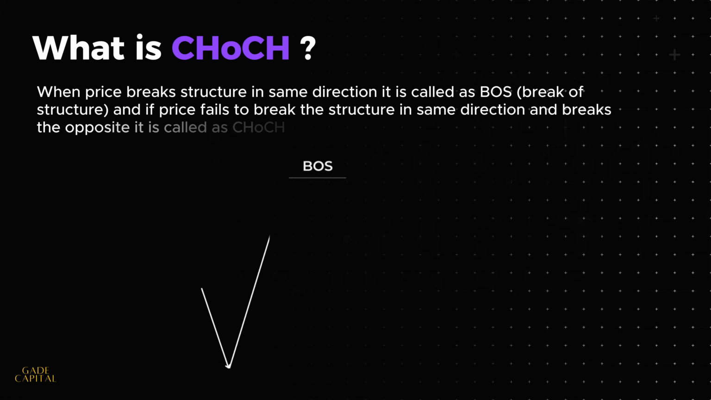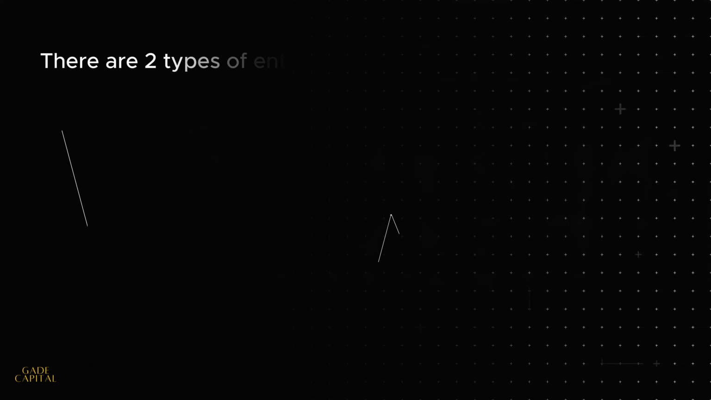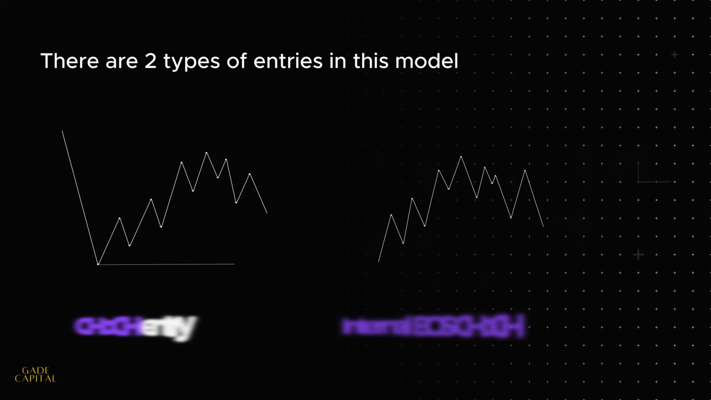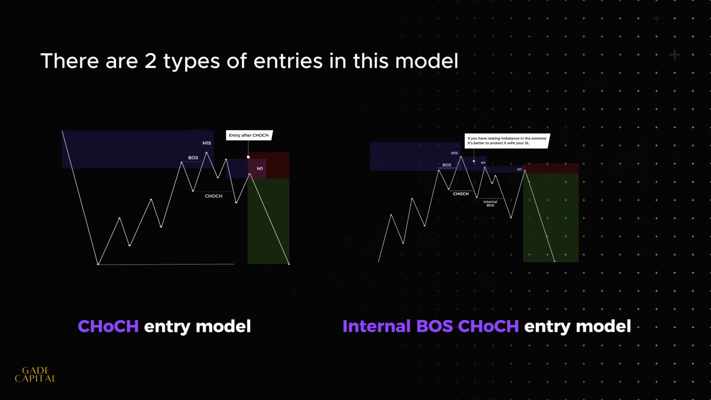When price breaks structure in the same direction, it is called BOS, or break of structure. And if price fails to break that structure in the same direction and breaks the opposite, it is called change of character, or Choch. So there are two types of entries in this model: the Choch entry model and the IBOS entry model, which is also called the internal BOS Choch entry model.